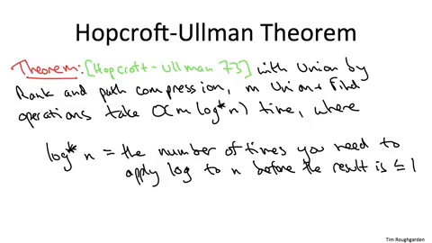The guarantee is that over the course of this sequence of operations, the total work that you do is at most m, the number of operations, times the glacially growing function log star of n. Remember, log star of n is defined as the number of times you have to apply the logarithm function to n before you get a result which is below 1.